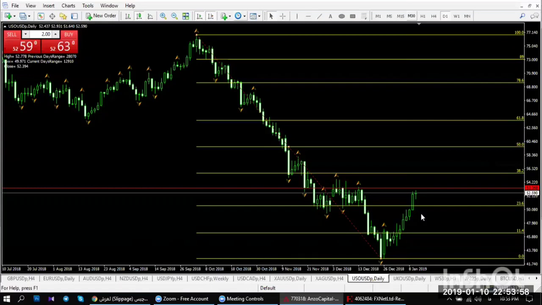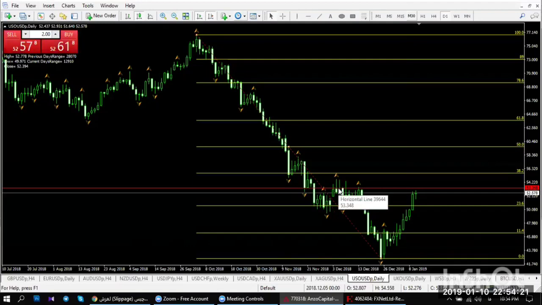Yes, that's correct. So if I want to analyze this and buy now, it's better to enter at this point, a little bit higher. You mark this area, right? Yes, that's correct.